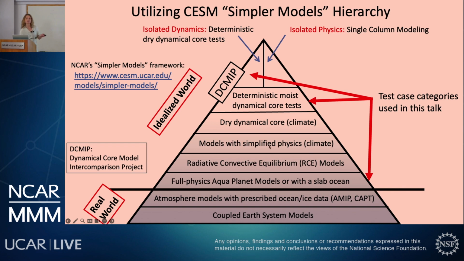Or you can have super simple physics, like large-scale condensation or Kessler physics. Also in climate mode, there are cases we call radiative convective equilibrium or aquaplanet. And then we go to real cases, like AMIP, atmosphere models with forcing, or coupled Earth system models. So I'm mostly playing up here in this arena.